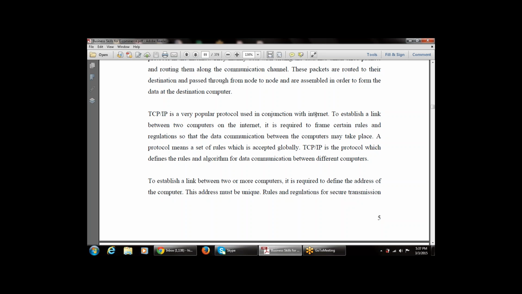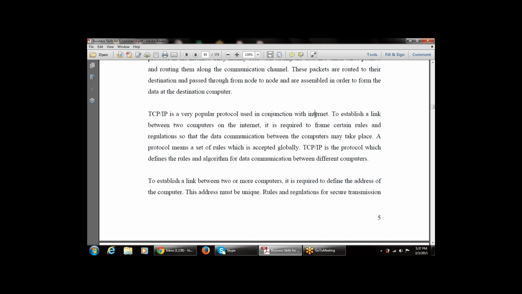Next line says, to establish a link between two computers on the internet. Whenever I want to establish a link between two computers on the internet, it is required to frame certain rules and regulations so that data communication between the computers may take place. Whenever I want to connect two computers for communication, they are linked together by using certain rules and regulations, that is, protocols.